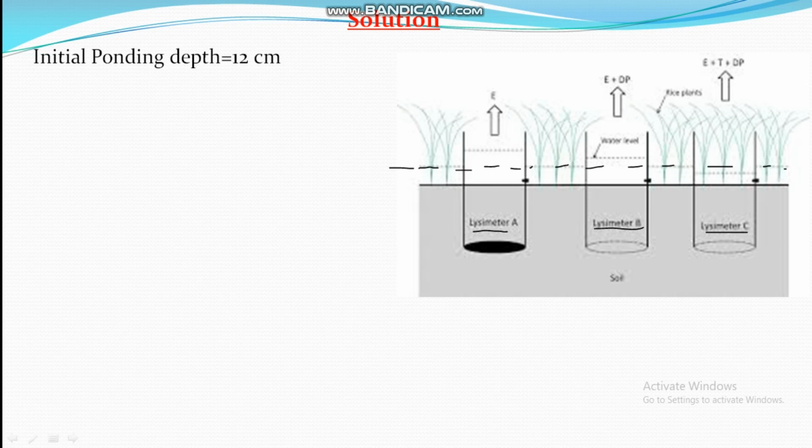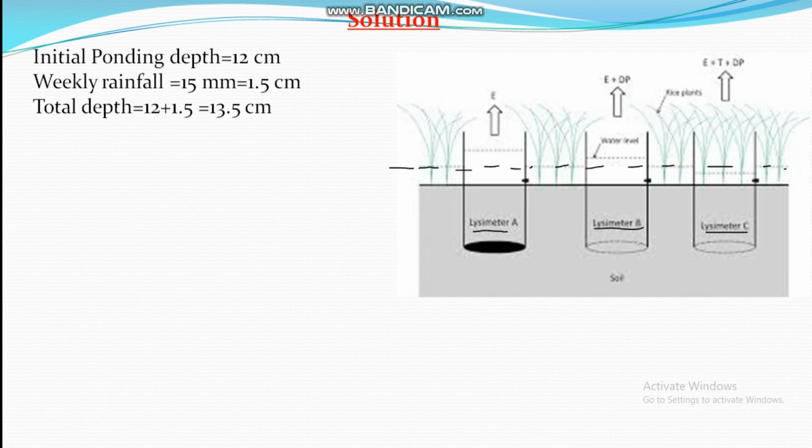So now what has happened actually? After the installation of lysimeters, the weekly rainfall is 15 millimeter, which is equal to 1.5 centimeter. Now the ponding depth given is 12 centimeter plus this rainfall of 1.5 centimeter. So the total depth of water should be 13.5 centimeter if there is no evapotranspiration loss or any losses from any lysimeter. So this is the total depth that should be there.